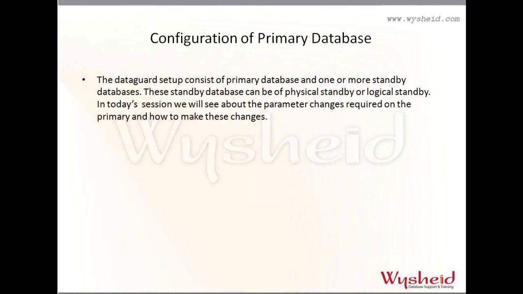Fine. So we discussed the basics of Data Guard, what Data Guard is and how it works, and the important components of Data Guard, including redo shipping, redo apply, log transport as well as log apply. We also discussed the primary database as well as the standby database. In today's session, we'll be seeing what changes are needed and how to configure our primary database to become part of a Data Guard environment.